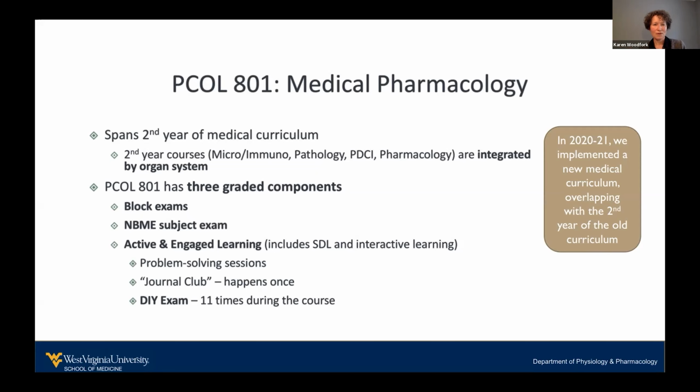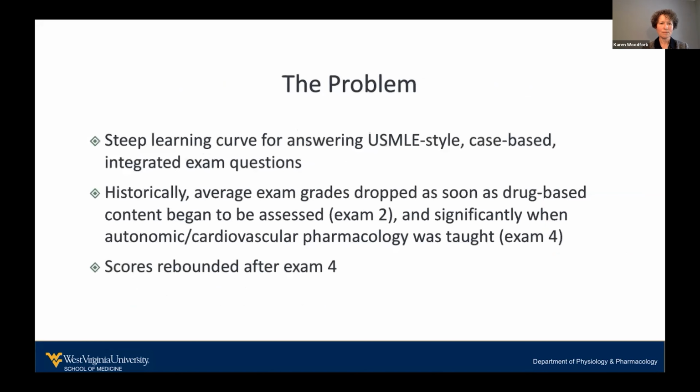So right now, this spring, we were running 2 curricula simultaneously. I'll be referring to the old curriculum, but DIY Exam is continuing into the new curriculum. Okay, pharmacology. It has 3 graded components: block exams, an NBME subject exam, and active and engaged learning, which includes self-directed learning. DIY Exam is a self-directed learning activity that occurs once every block in the course. There are 11 blocks in the course, and it is going to be done once per block.